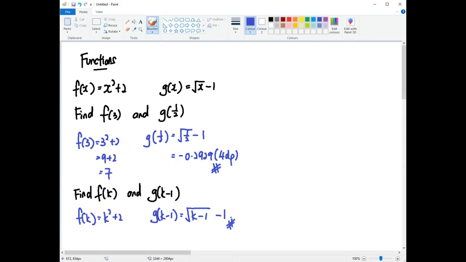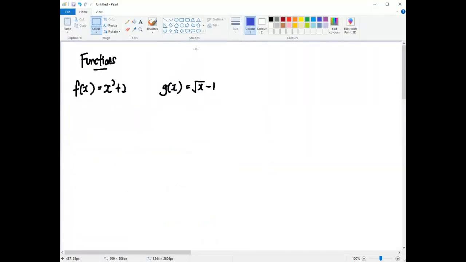If you do not have any questions, we can proceed. Let me delete this because I need more space to write. My next question is to find f(g(x)).